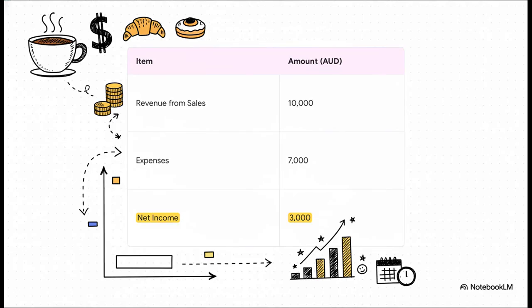The source guide provides the following example to illustrate this. For a small cafe with $10,000 in revenue and $7,000 in expenses, the resulting net income is $3,000. This figure is the direct measure of profitability for the period.